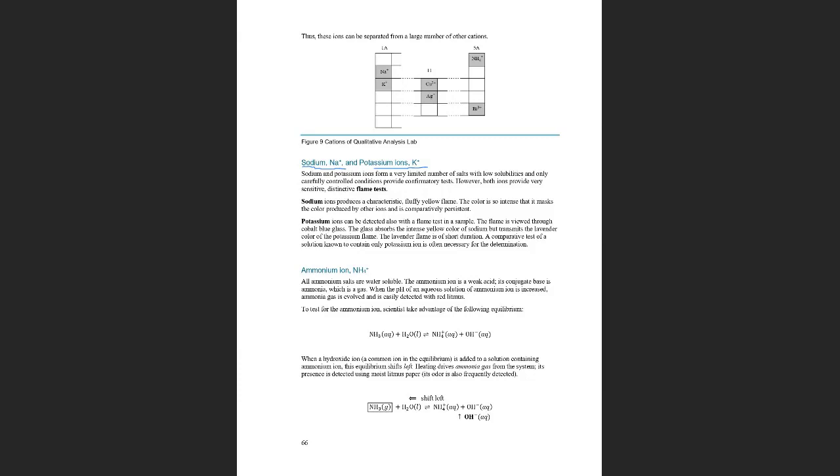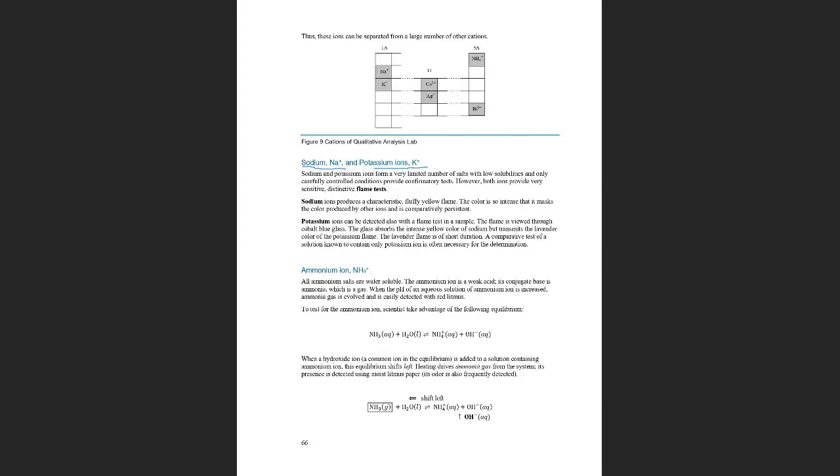So for this sample, we are going to do a flame test. Basically, all we are going to do is dip a metal in the sample, and then bring it to the flame. And we know that sodium will produce a yellow flame.